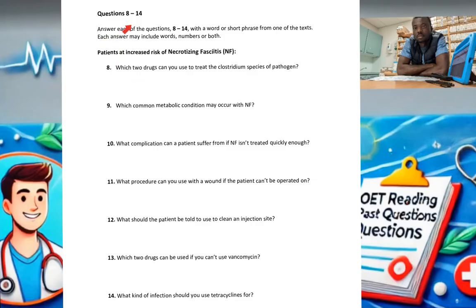All right, so now we're about to start our questions and answers, sentence completion, okay? So we have questions 8 to 14. Answer each of the questions 8 to 14 with a word or short phrase from one of the text. Each answer may include words, numbers, or both.